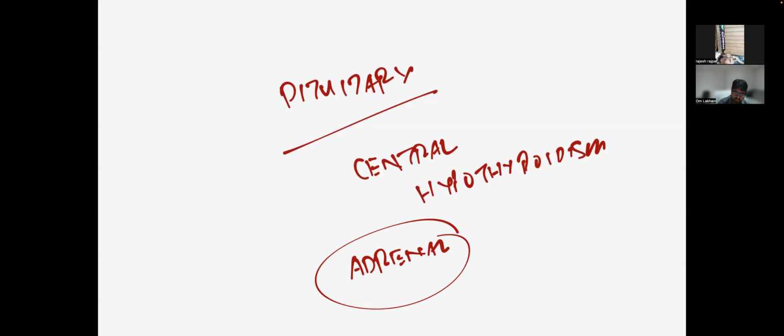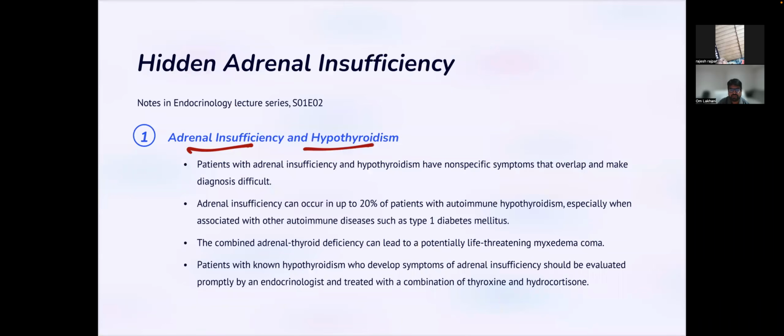So again, in these situations, you need to rule out adrenal insufficiency, and you need to treat both adrenal insufficiency as well as hypothyroidism together. In fact, you should start the glucocorticoids before you start the patient on levothyroxine. So this is something you should be careful about. Of course, it will not happen in all patients. Up to 20% of patients with autoimmune hypothyroidism can have other associated autoimmune disorders like adrenal insufficiency, and this could lead to sometimes life-threatening, not myxedema coma specifically, but adrenal crisis. So you should look at your patient carefully, especially with overt hypothyroidism, and look for any subtle signs of adrenal insufficiency.